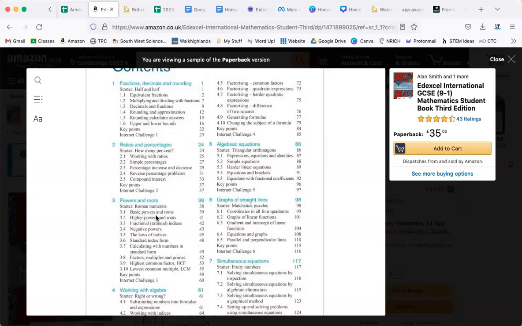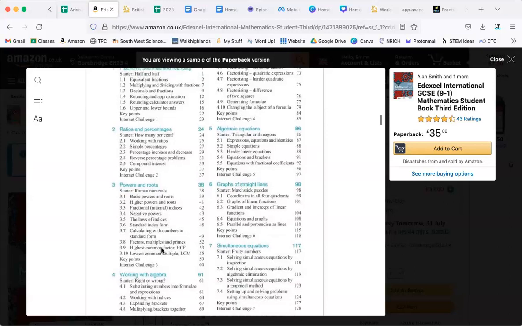And then it goes on to things like powers and ratios. So for example, 2 squared is 2 raised to the power 2, or you could do 2 to the power 3, which is 2 times 2 times 2. And all the rules involved with these, and it comes on to factors and multiples and primes, and things called the highest common factor and lowest common multiple. So HCF, LCM may be new.